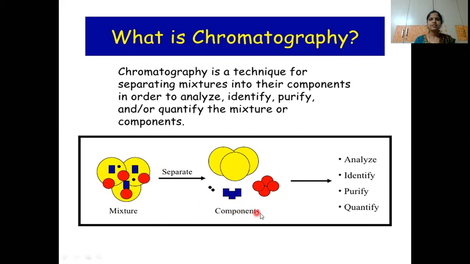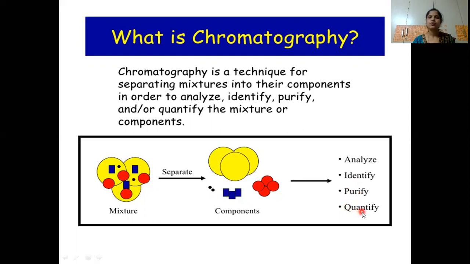So chromatography is a technique used to analyze the components, that is, how many components are present in the given mixture. Then we can also identify the components. That means whether it is an acid, base, or a neutral compound, that also we can identify. Then it is also used to purify. After separating the components, whether the separated component is pure or not, that also we can easily identify by chromatography.